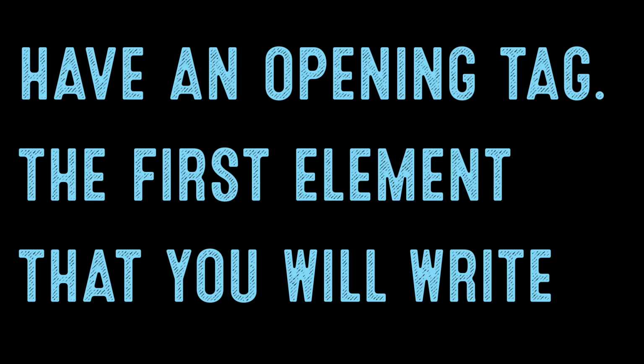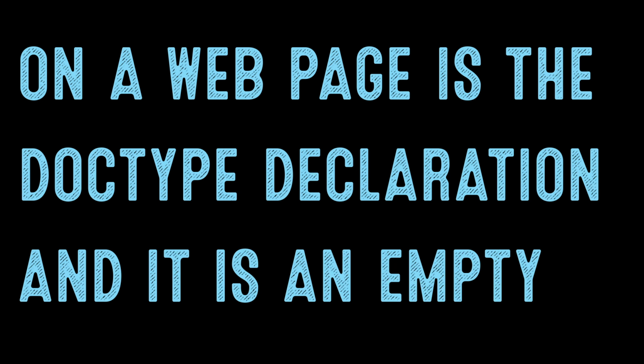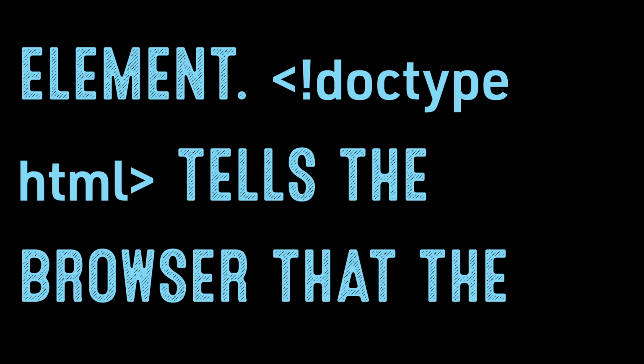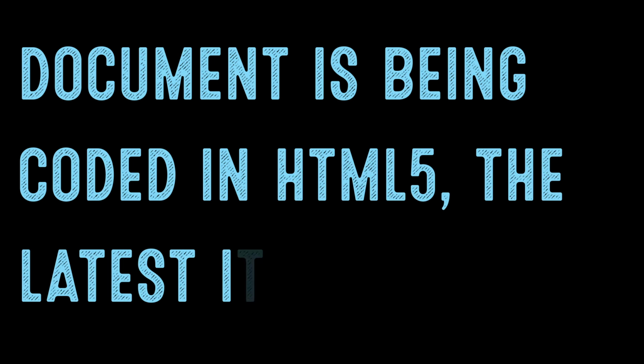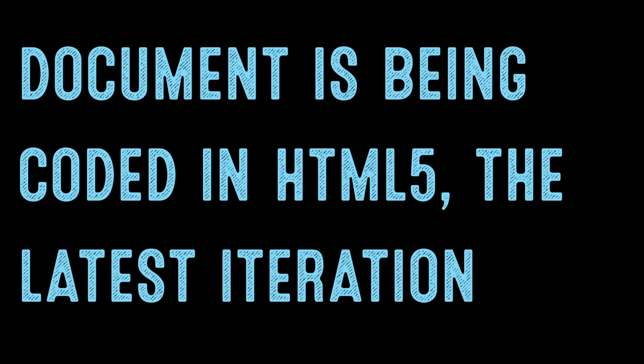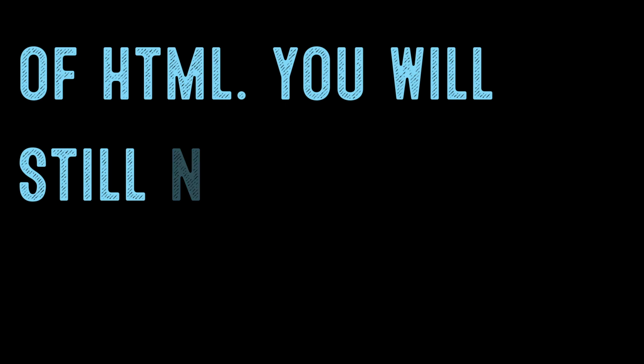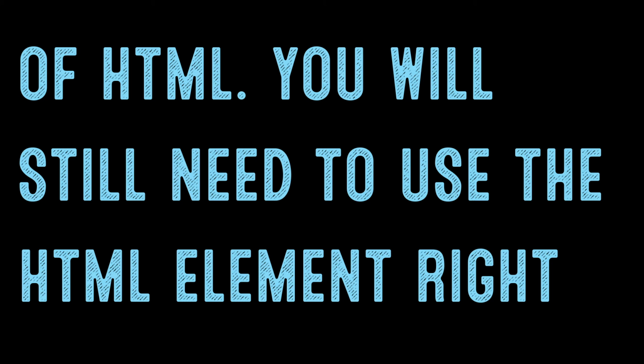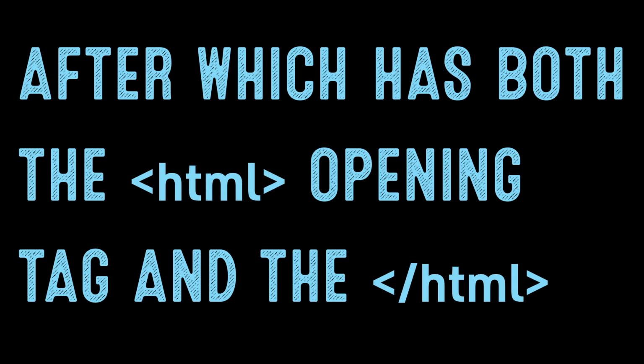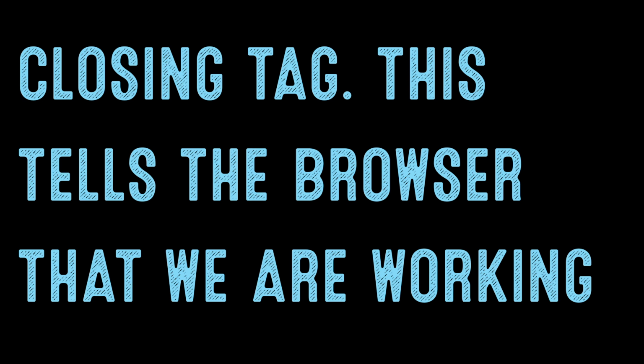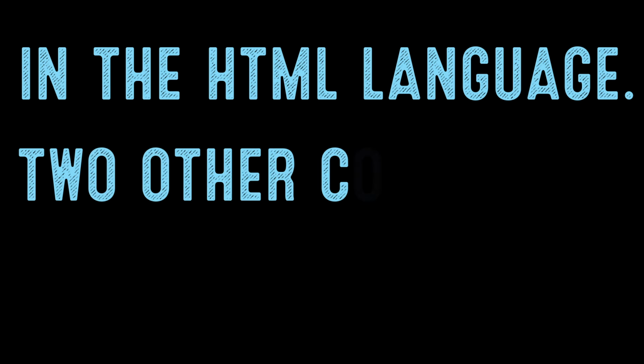The first element that you will write on a web page is the doctype declaration, and it is an empty element. Doctype HTML tells the browser that the document is being coded in HTML5, the latest iteration of HTML. You will still need to use the HTML element right after, which has both the HTML opening tag and the HTML closing tag. This tells the browser that we are working in the HTML language.